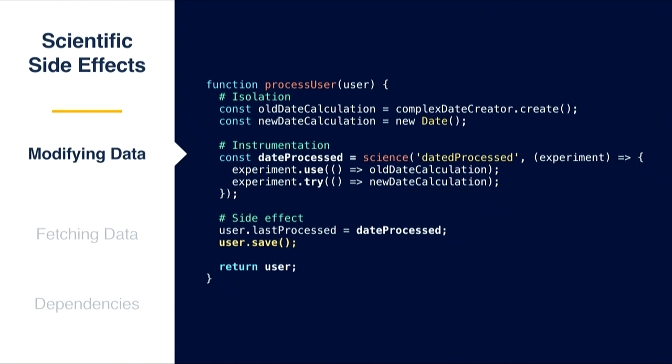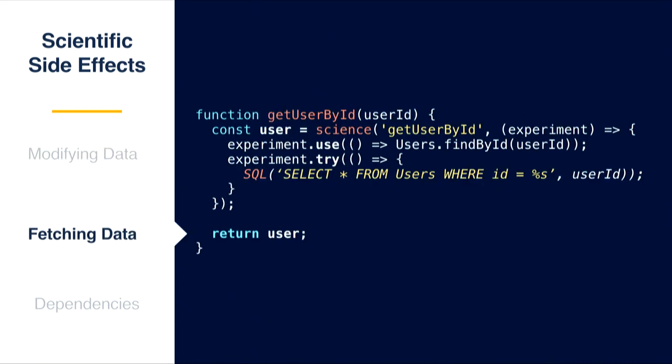So here's an example of processing a user. In the first example, we can see that there might be a complex date calculator that we know works, but maybe we want to try a simpler version. And what we've done there is isolated out the thing that we want to change, and then we're going to instrument it. So we're wrapping a science experiment between these 2 functions. Date processed, when it's called, is still going to use the old date calculation, but we're capturing in parallel what the new date calculation is. Finally, we can apply those side effects and save the user, and we can see the results of that science experiment.